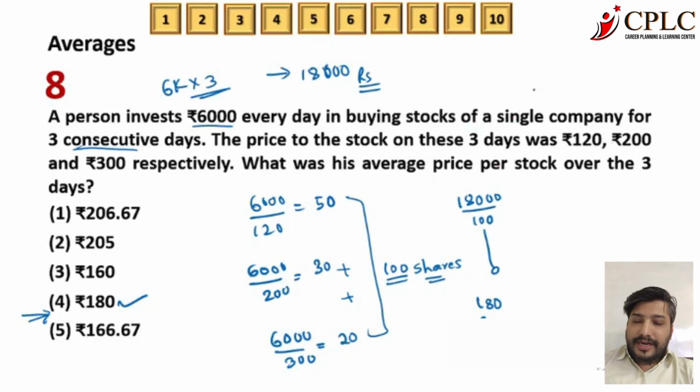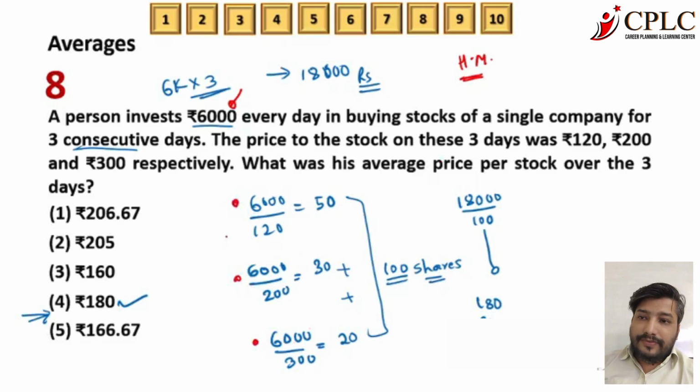Now how do we understand that, or how can we remember this? So a simple framework: if things are inversely proportional, there is a high chance that harmonic mean is in the picture. And here things are inversely proportional in the sense that the total investment on every day is constant, 6,000 rupees. But the share prices on 3 days are different. Now depending on the share price, the number of shares will keep varying if you invest a fixed amount every day.